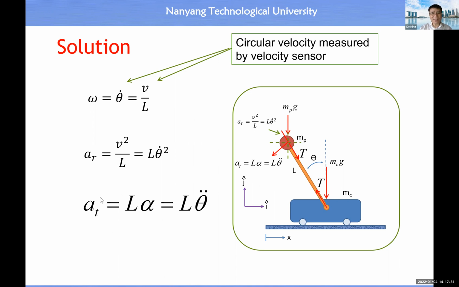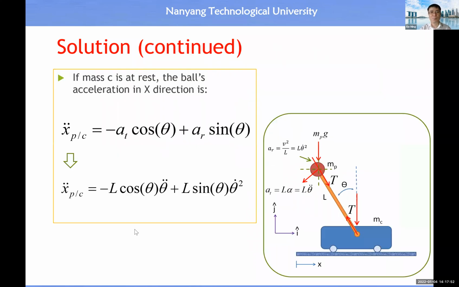Then what is the tangential acceleration? Assume this rod has an angular acceleration alpha. Then the tangential acceleration is equal to L times alpha. And alpha is equal to theta double dot. So I rewrite this equation here. Then you can remember all these three basic equations. So this is the starting point.